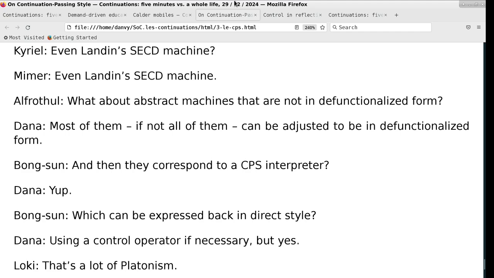What about abstract machines that are not in defunctionalized form? Most of them, if not all of them, can be adjusted to be in defunctionalized form. And then they correspond to a CPS interpreter? Yep, which can be expressed back in direct style using a control operator if necessary. But yes, there's a lot of Platonism.